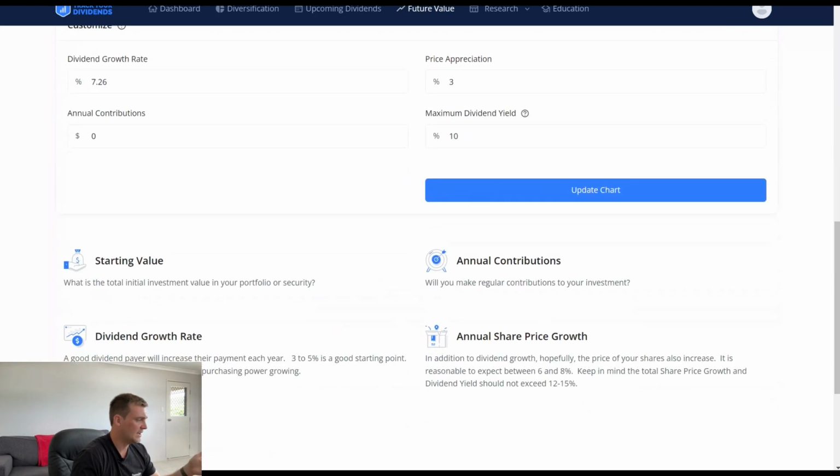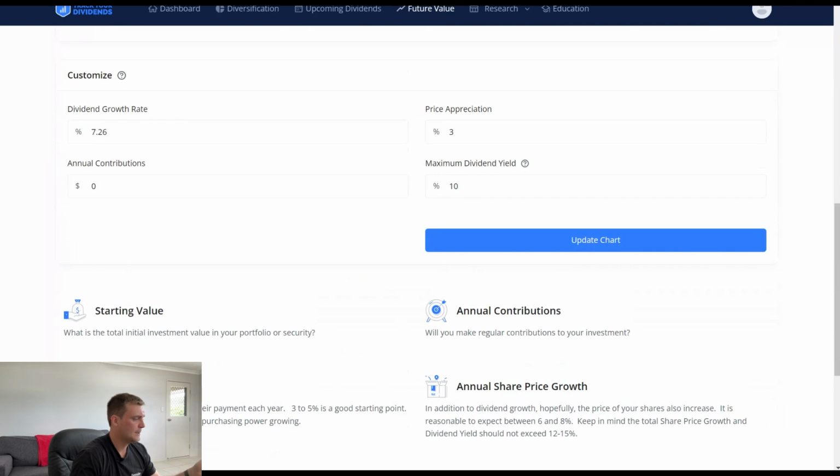So if we scroll down to customize, let's just say the price appreciation. So the fluctuation with the stock price, generally everybody goes by a general rule of the market will increase by 7 to 9% per year. Okay, so let's put that in conservatively, being 7% per year in price appreciation.